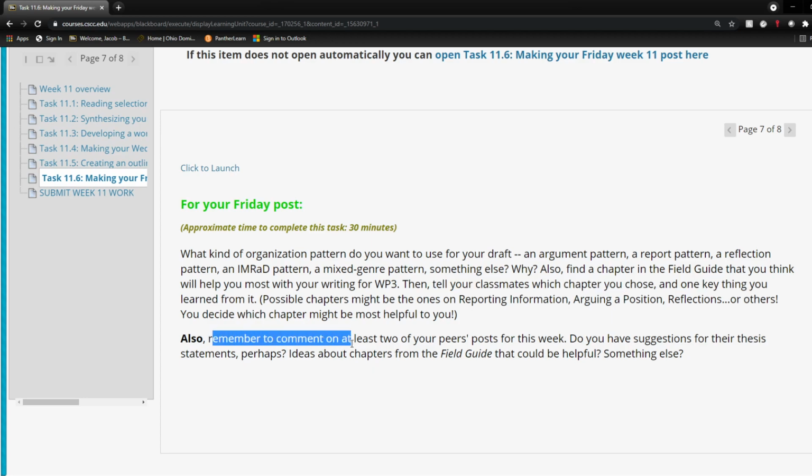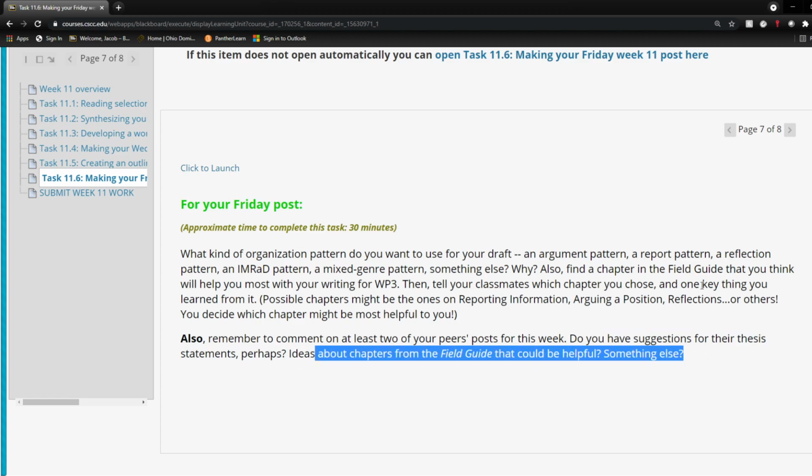Also, don't forget to comment on at least two of your peers' posts for this week. Do you have suggestions for their thesis statement, perhaps? Or do you have ideas about chapters from the field guide that could be helpful to them?